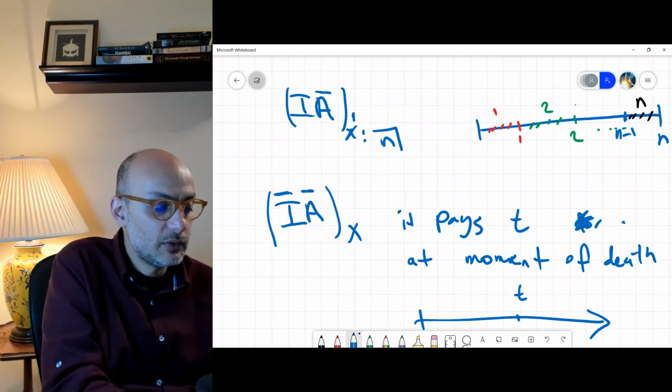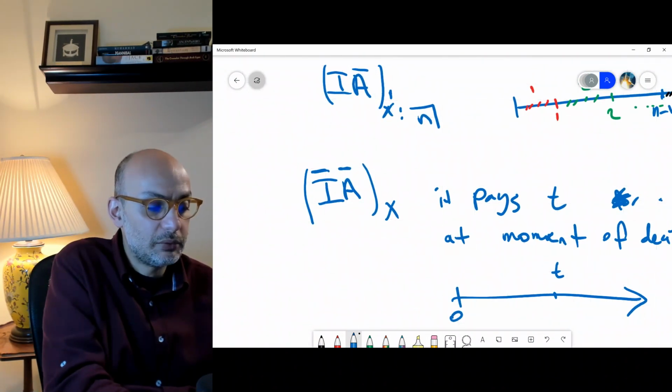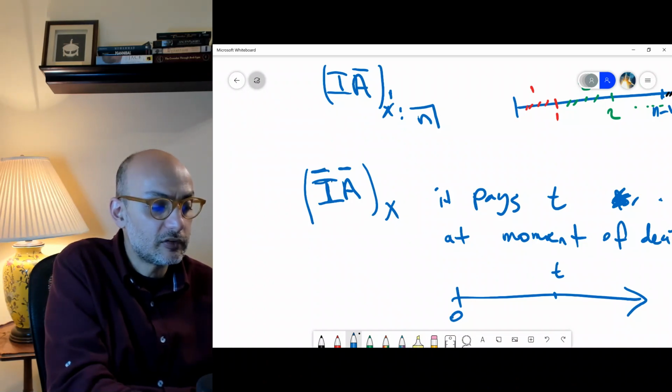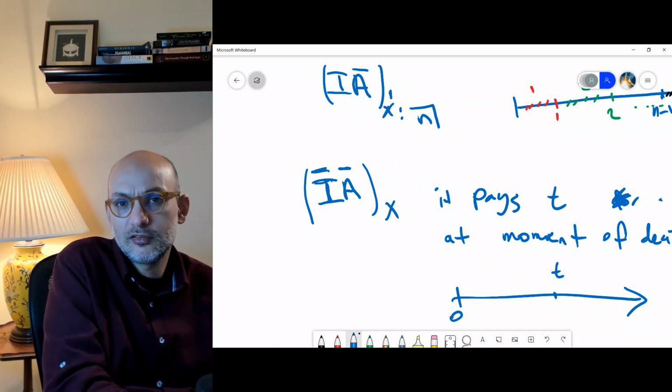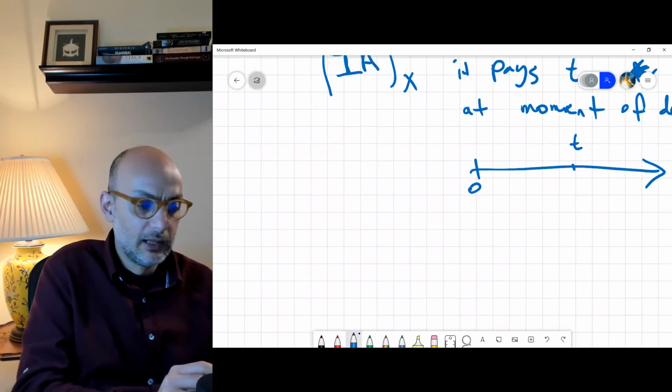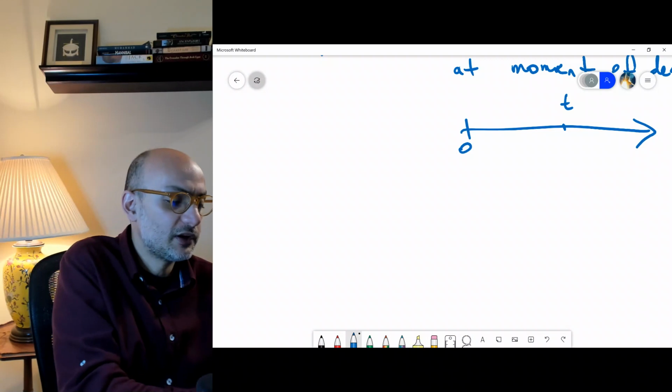Now this one, A is paying us at moment of death. The I here, because there is a bar on it, is continuous, so it pays exactly the amount of time. Like if death is in 3.7 years, then it will pay 3.7. How do we evaluate this one? Let's look at the general form.